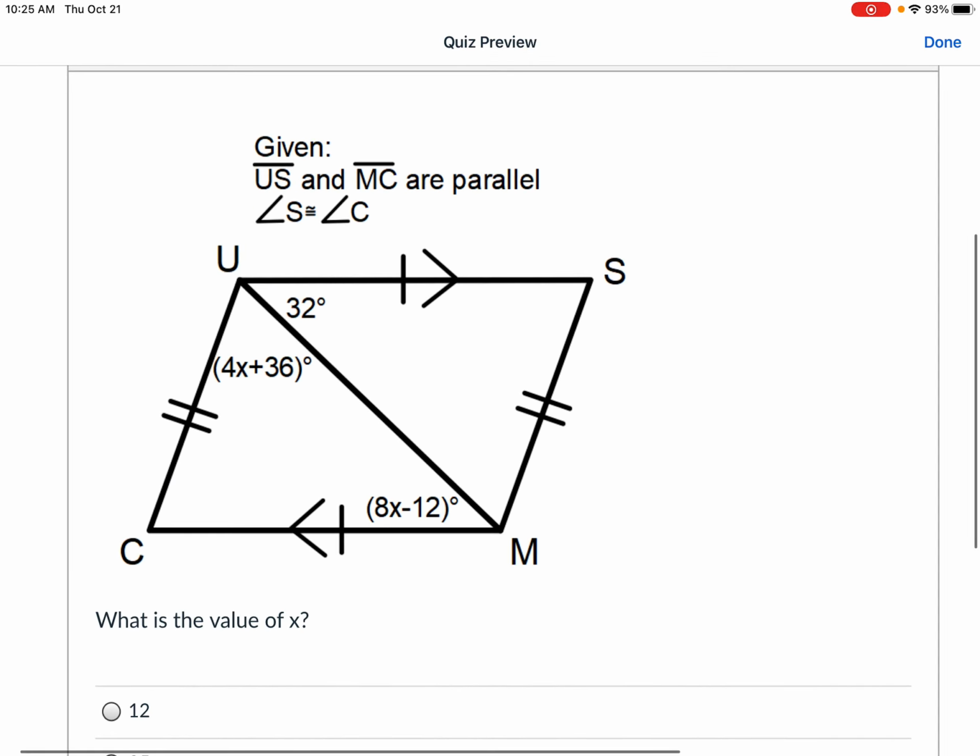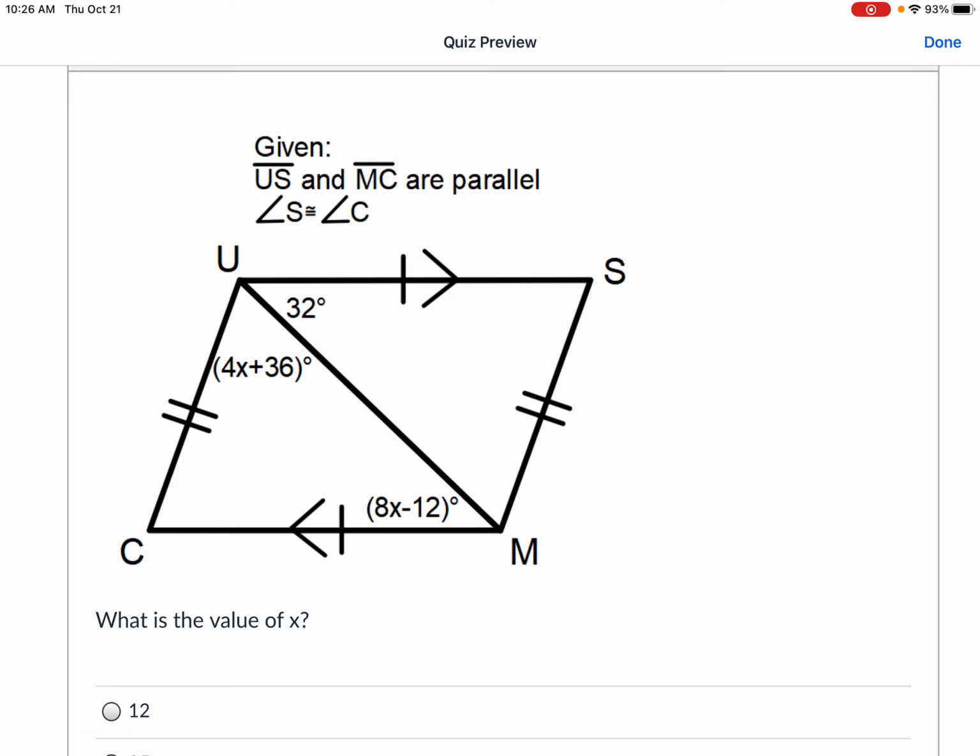Question number 7. We've got some important information up in the given section. It tells us that US and MC, the line on top and the line on bottom of this shape, are parallel to each other. That is very important information right there.